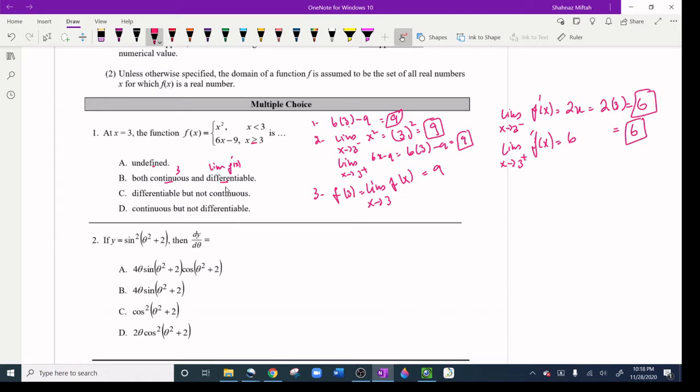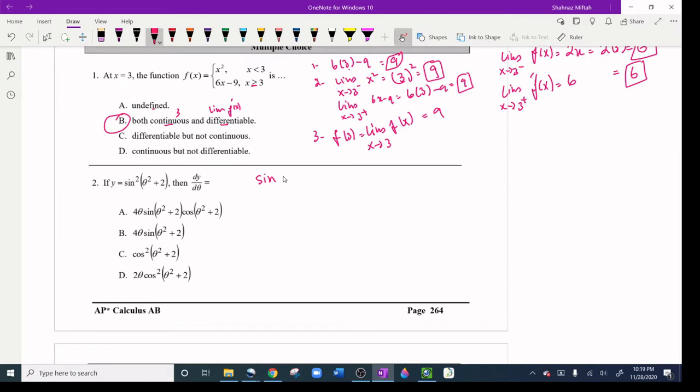Next question, if y equals sine squared of theta squared plus 2, then dy d theta, which means what is the derivative? So since the square is on top of sine, I have to rewrite this, and it's going to give me theta squared plus 2 as an argument, and the whole thing is squared. Now we take a derivative. It's a chain rule within a chain rule. We know that this inside is also chain rule, and that is also chain rule.